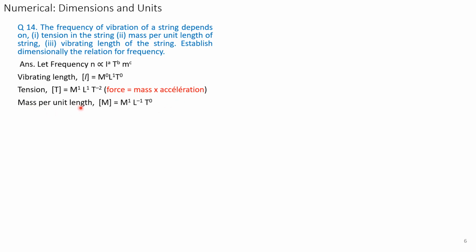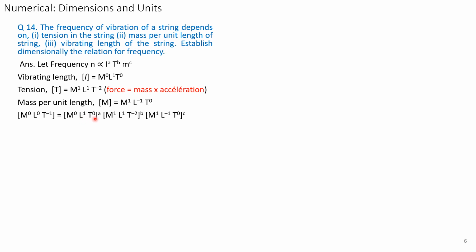Mass per unit length, capital M within brackets, is equal to mass, m to the power of 1, and per unit length, L to the power of -1 into T to the power of 0, zero tension. Therefore, equating dimensionally, we write frequency: m to the power of 0, L to the power of 0, T to the power of 1 equals m to the power of 0, L to the power of 1 and T to the power of 0.